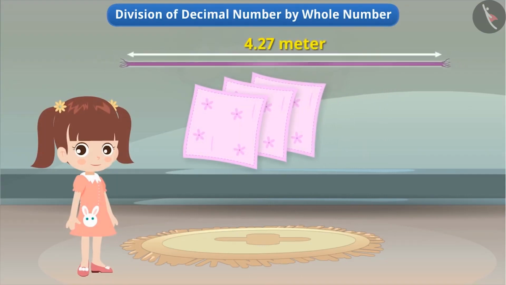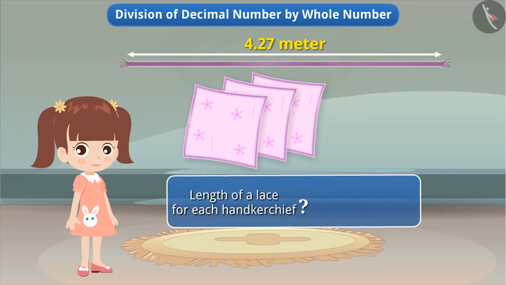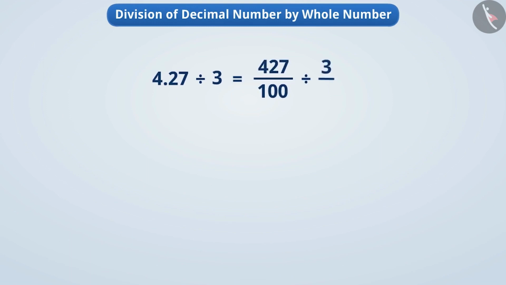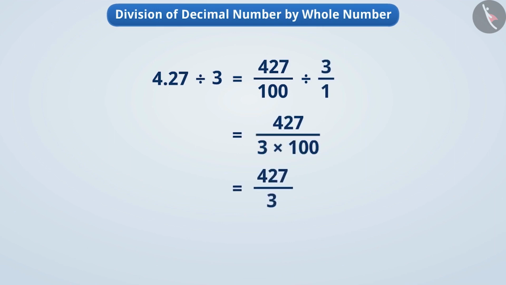Now suppose she had used 4.27 meter lace for all 3 handkerchiefs. Then how much lace would she need for each handkerchief? Let's find out. For this, we will divide 4.27 by 3. 4.27 divided by 3 is equal to 427 by 100 divided by 3 by 1, which is equal to 427 by 3 into 100, which is equal to 427 by 3 into 1 by 100. Now let's divide 427 by 3.